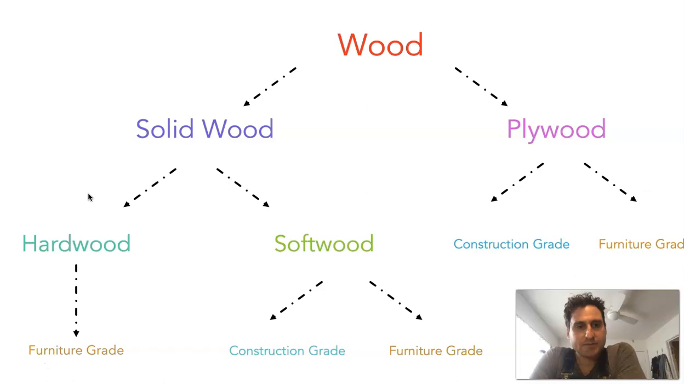Hardwood is typically furniture grade. Softwood is typically construction grade, although there are some furniture grade cuts of softwood. So when you look at a piece of wood, your first determination should be, is it solid wood? Is it plywood? And moving down from there, if it's solid wood, wondering if it's hardwood or softwood. And then for all of these categories, wondering if it's construction grade or furniture grade.